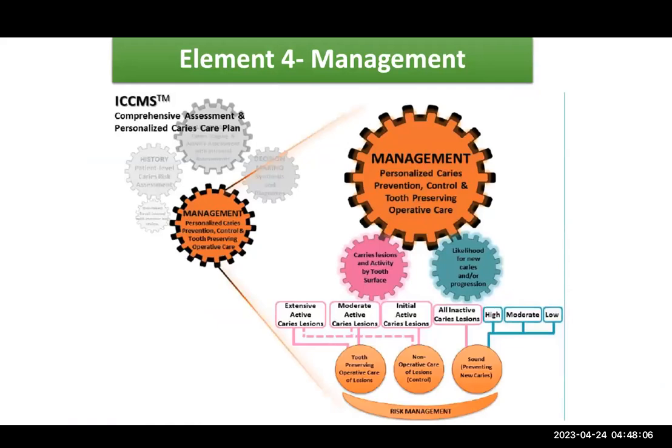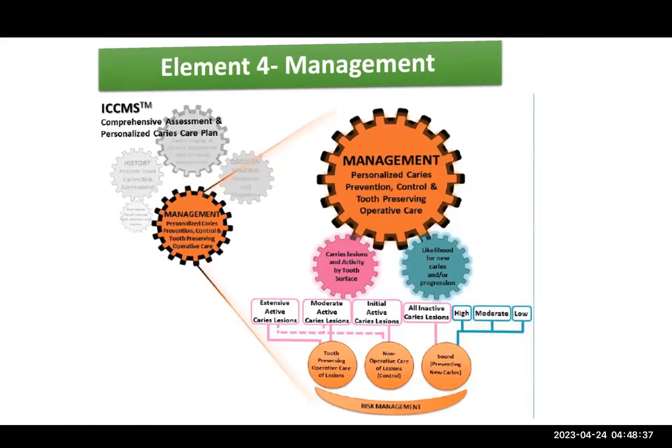Now, the next keystone, the next element, is management. The management is always personalized and it has several components. We do tooth-preserving operative care for the lesions. We may do non-operative care of the lesions for controlling them, and we may prepare the sound teeth so that they do not get caries. So that's how it is a holistic approach.